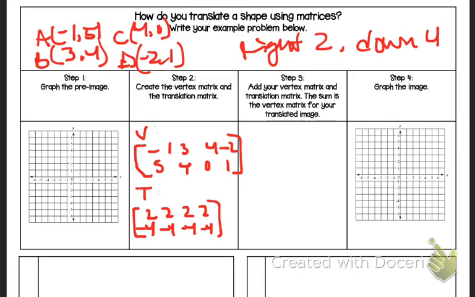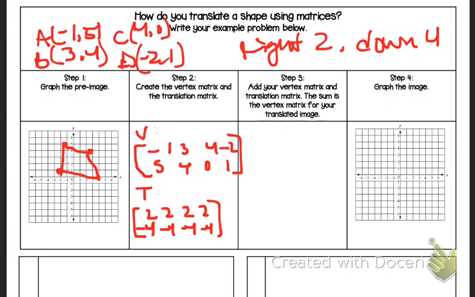Let's go over this example of how to translate a shape using matrices. I'm going to use the same example from the previous page, with the same 4 vertices, going right 2 and down 4. The first step is to graph the pre-image, graphing A, B, C, and D. So (-1, 5) should be right here, about. (3, 4) should be there. (4, 0) is here. And (-2, 1) is here. So we have this quadrilateral shape. Translations are not hard, so you can actually just count right 2 and down 4 for each of these, and it would not be difficult.